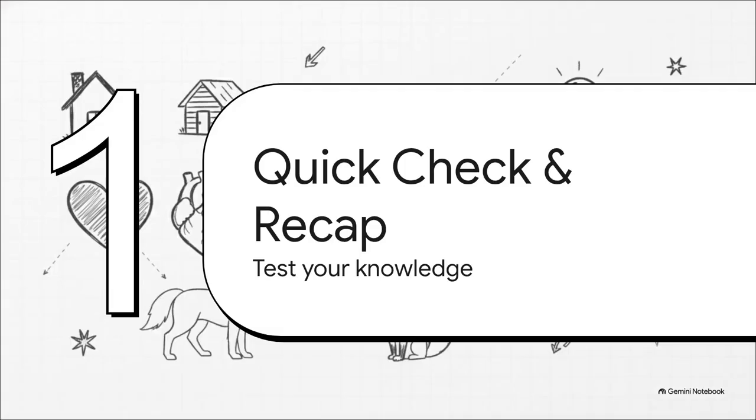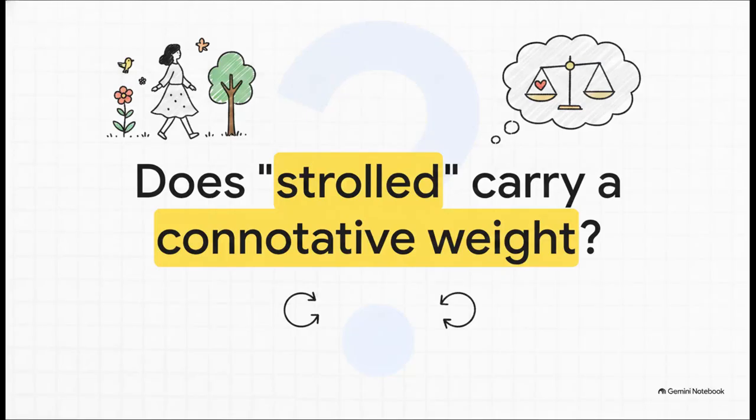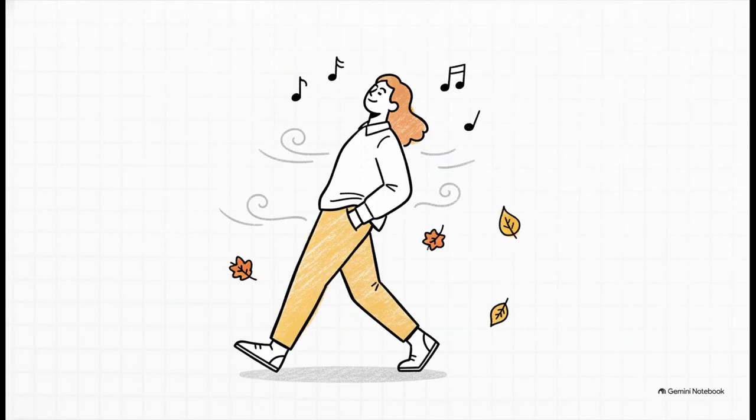Okay, Section 6. Quick check and recap. Let's test your knowledge. All right, investigators. You've learned the difference between literal facts and emotional baggage. Here's a brief formative mystery for you to solve. Read the phrase, "She strolled into the park." Now, apply the context clues in our word swap method. Does the word strolled carry a purely denotative meaning, or does it have a connotative weight compared to a neutral word like walked? If you said connotative, you absolutely nailed it.